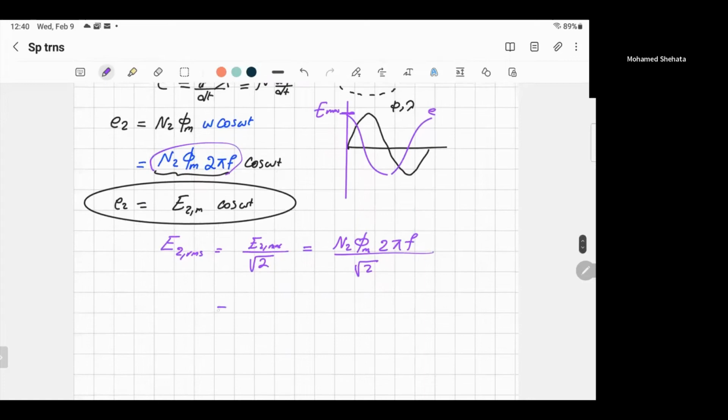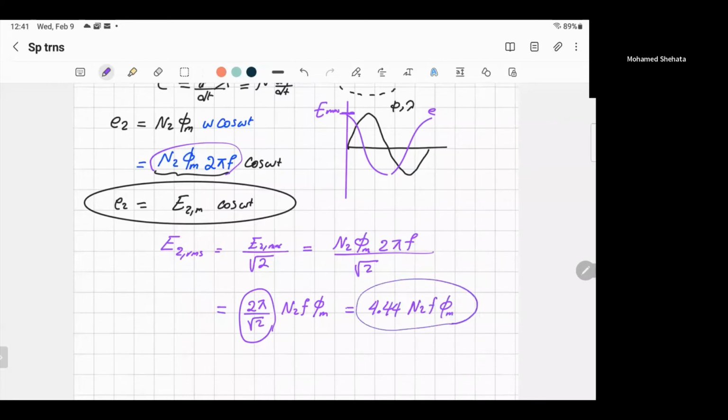Observe that you have some constants here. 2 and pi are constant, and radical 2 is constant. You can say 2 pi over radical 2. And then you have N2, you have f, you have phi m, right? This value, if you do it in the calculator, you find it's a really nice number. I remember that when I was a student. Like 4.44, all fours. That's good. So 4.44 N2 f phi m.